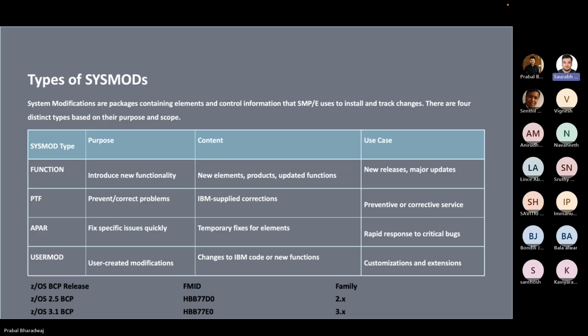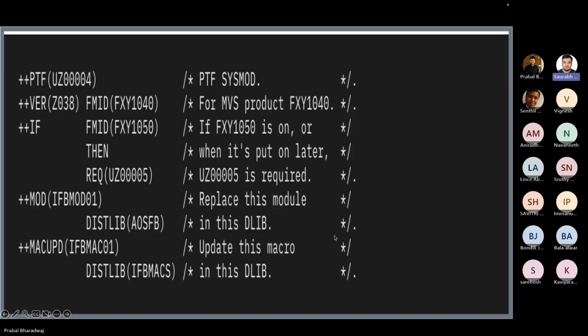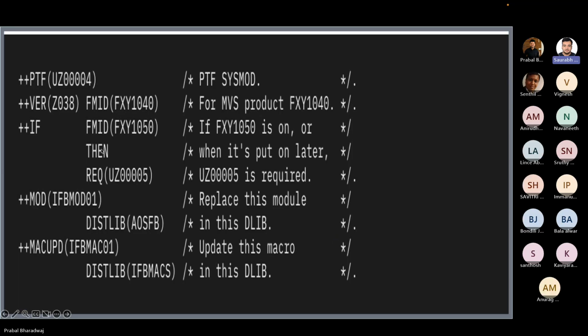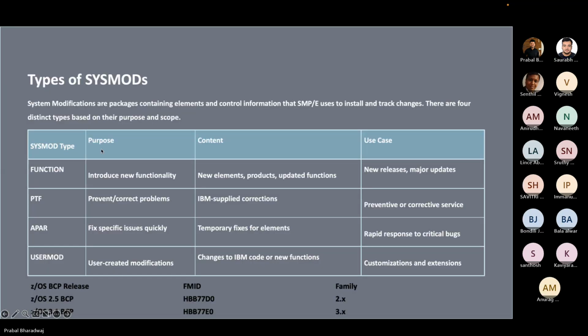If we go to slide 5, let's just go back probably one time. Right. In the end, I have bolded. BCP is an internal z/OS component. If you see, for 2.5 BCP and for 3.1 BCP, we have a different FMID. So that gives an example of the function sysmod. For 2.5 the FMID is different, for 3.1 the FMID is different, and SMP knows these things.